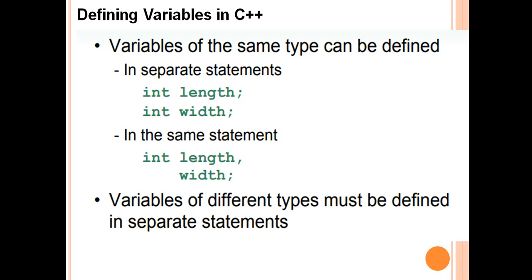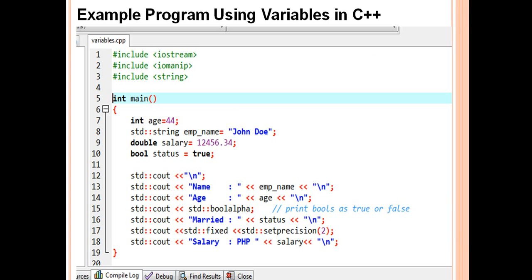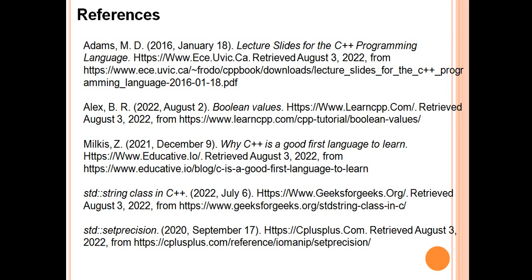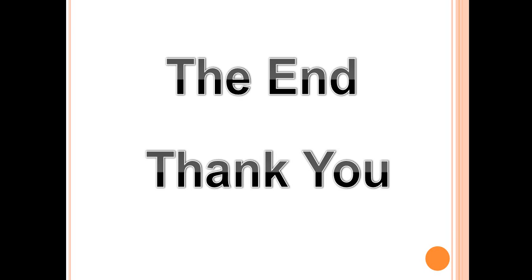Defining variables in C++. Variables of the same type can be defined in separate statements: int length; int width; or in the same statement: int length, width; Variables of different types must be defined in separate statements. So we have here an example program using variables in C++, and the output here, and this is the reference that I used in my presentation.